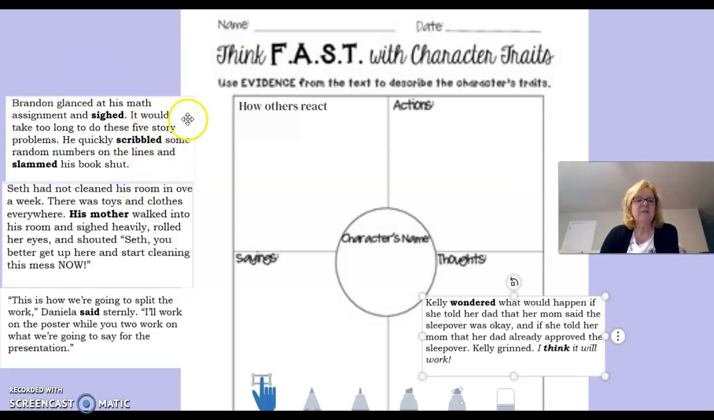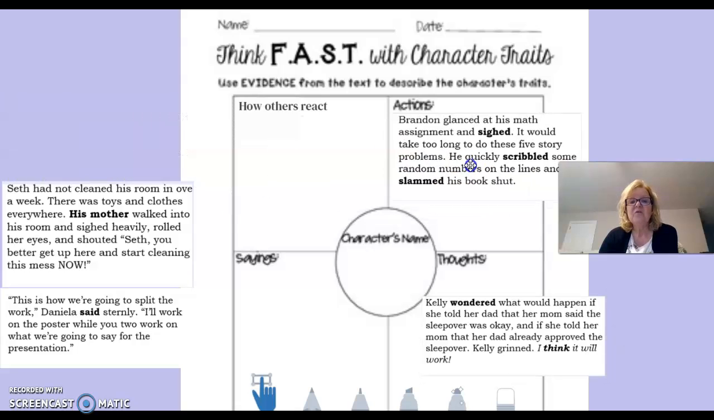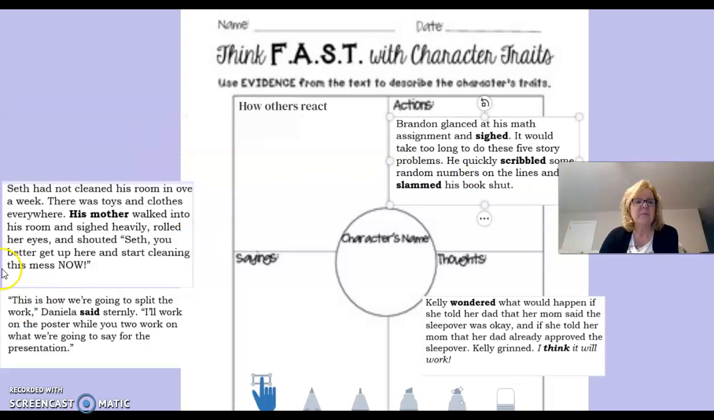Brandon glanced at his math assignment and sighed. It would take too long to do these 5-story problems. He quickly scribbled some random numbers on the lines and slammed his book shut. That to me are things he did. He sighed, he scribbled, he slammed. All of those are verbs, which we know show action.